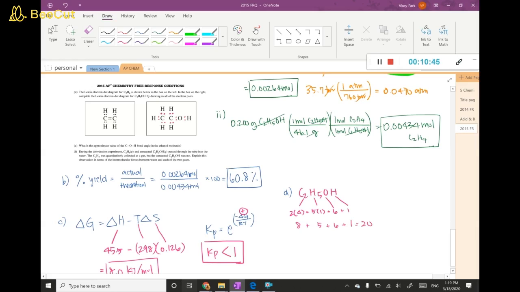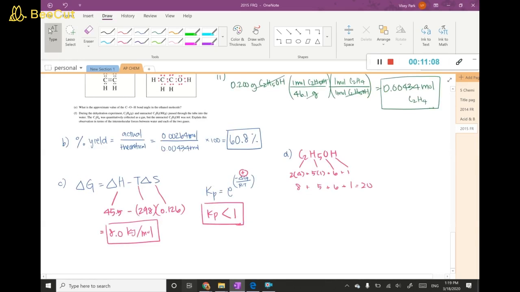And how many electrons have I used up? 1, 2, 3, 4, 5, 6, 7, 8, 9, 10, 11, 12, 13, 14, 15, 16, 17, 18, 19, 20. Because oxygen is the only one that is electronegative enough to accept electrons. And remember, hydrogens can only create one bond, right? Good.